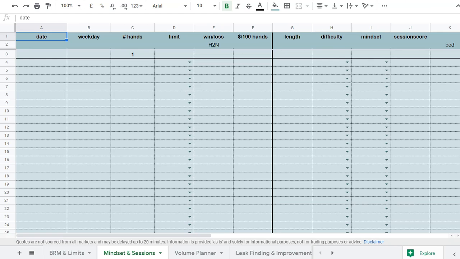What's up guys, I'm here with the PokerWeasel.com organizer sheet. We're going to be taking a look at the Mindset and Sessions tab. In this tab we can keep track of the sessions that we've played along with our mindset.